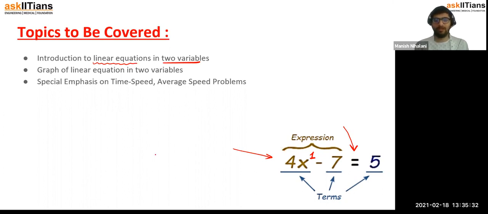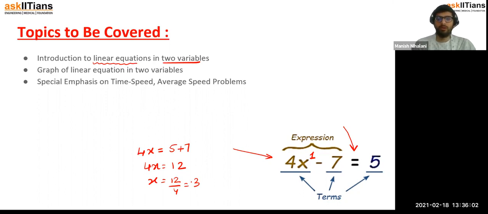Now if I ask you to find its value, you would say step 1 is to transport the constant term to the right hand side. So in this case, step 1 would be 4x is equal to 5 plus 7. So 4x would be equal to 12. Now the second step is to divide the equation throughout by the coefficient of x. The coefficient of x here is 4. So when you divide, you get 12 by 4, which is just 3. So your x here is 3, whereas your like terms keep on changing. So when your x is 3, this is the value of the equation.